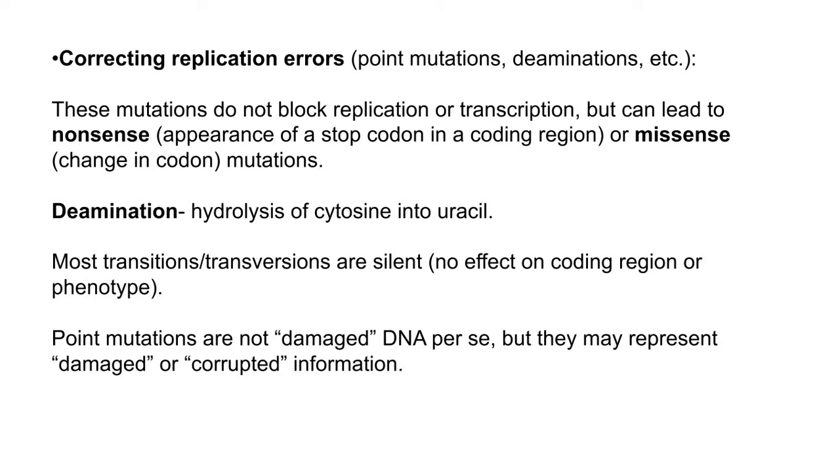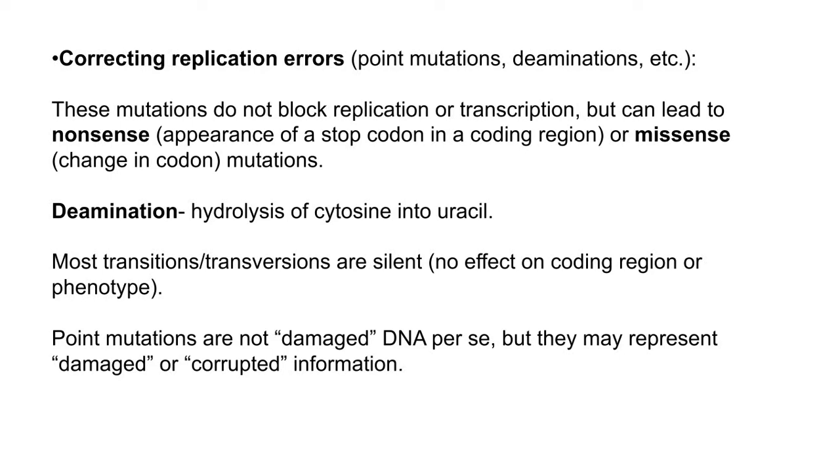Deamination is hydrolysis of cytosine into uracil. So when cytosine is hydrolyzed into uracil, instead of that cytosine binding to a guanine, the uracil will bind to an adenine. So that will lead to a change. Because it's a U, in the mRNA sequence it will be read differently than it would have been as a C.